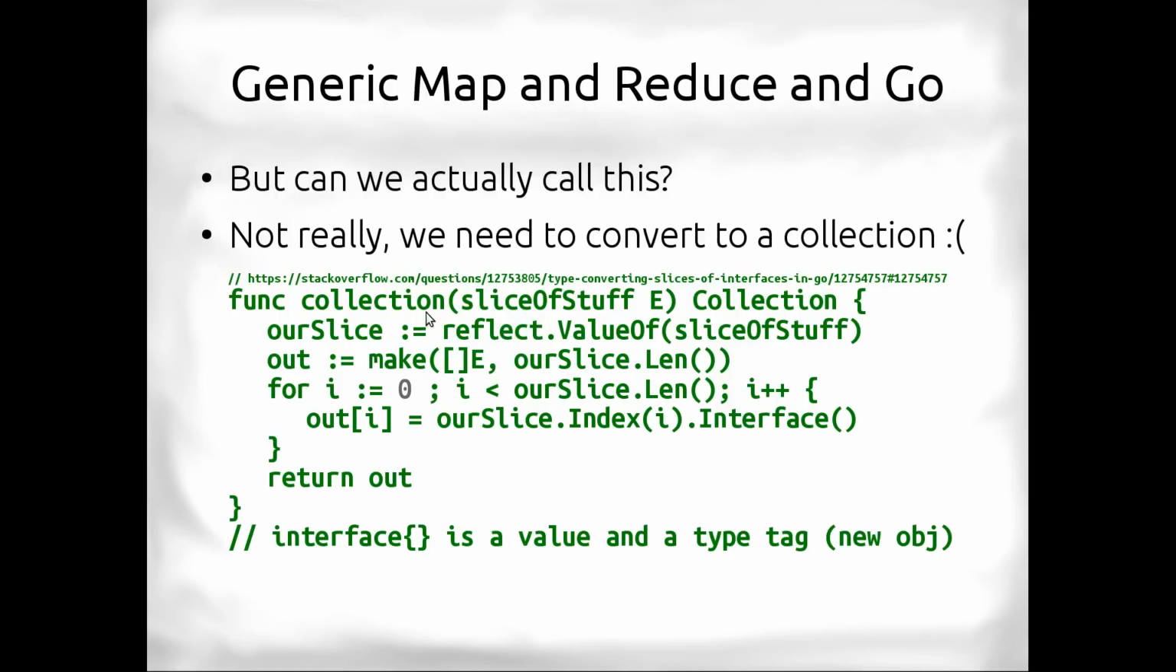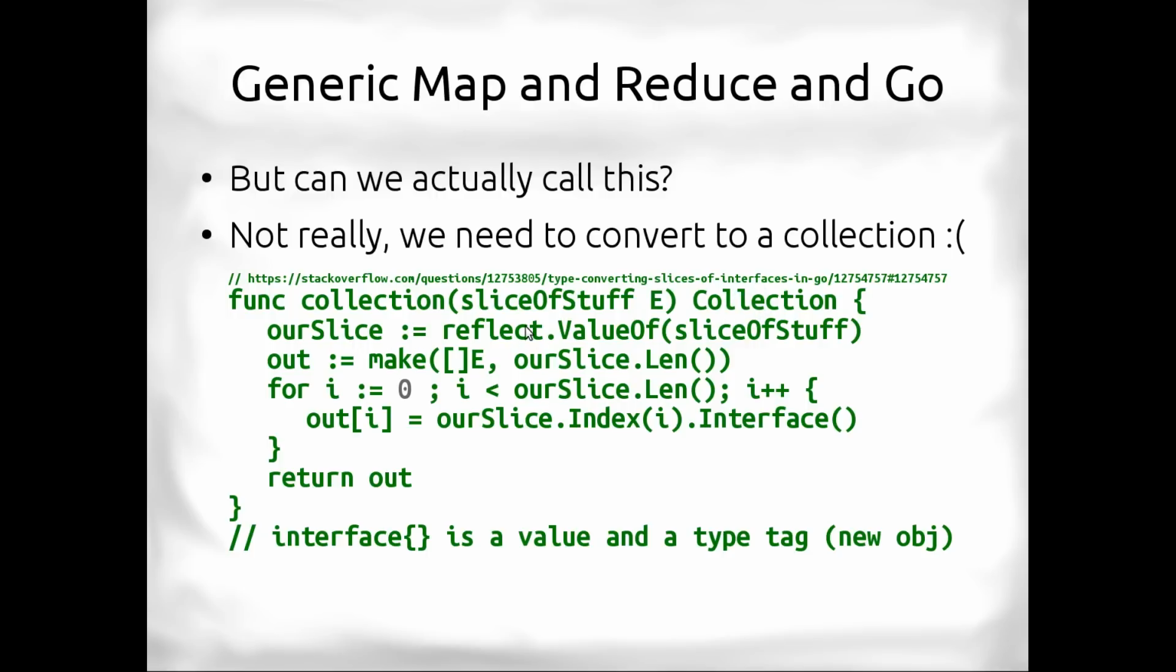What I say is collection takes a slice of stuff, and look, it's not a slice. I just say a blank interface. So I'm saying it accepts something and it expects it to be a slice, right? So this is danger zone, right? I'm not saying a slice of stuff, I'm saying anything. And it's going to produce a collection.